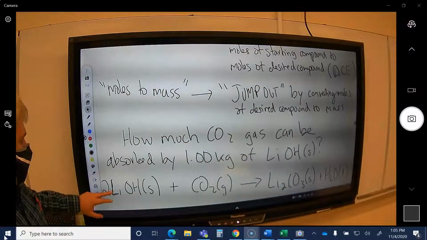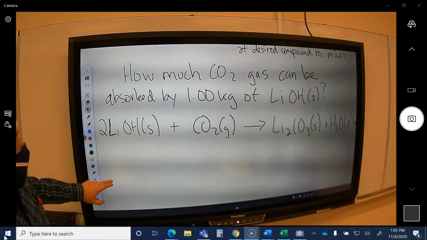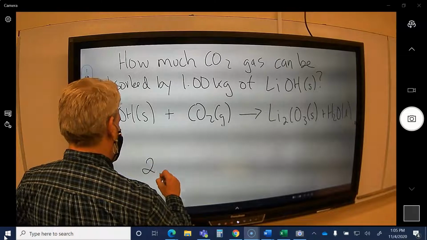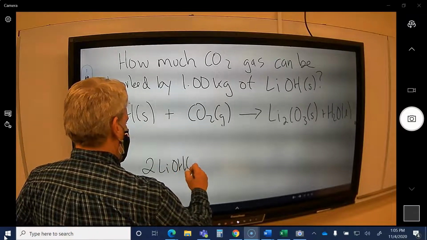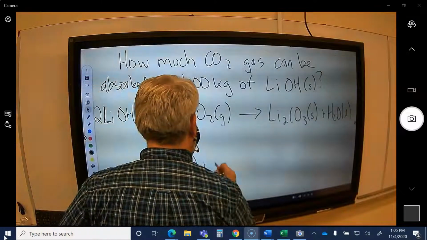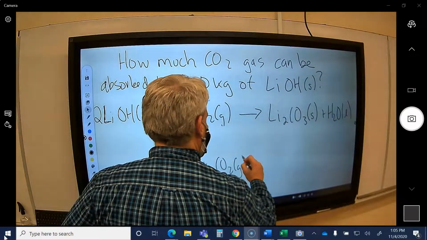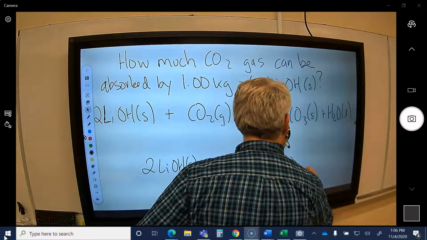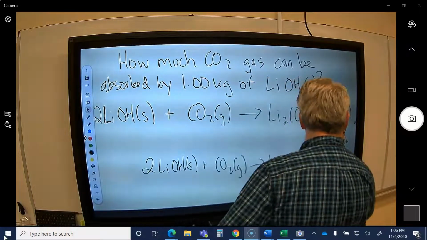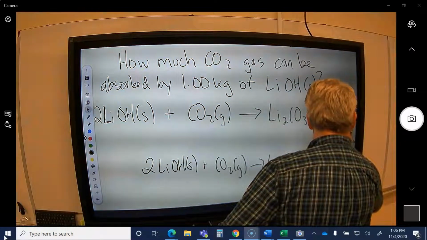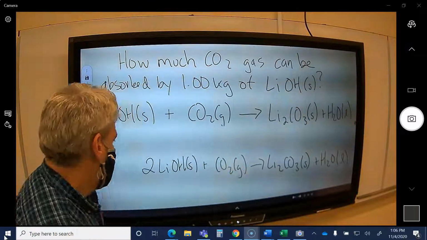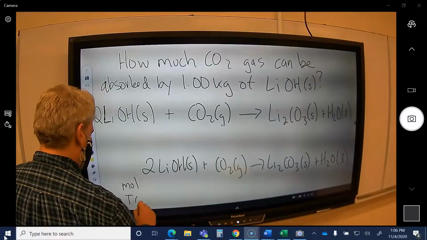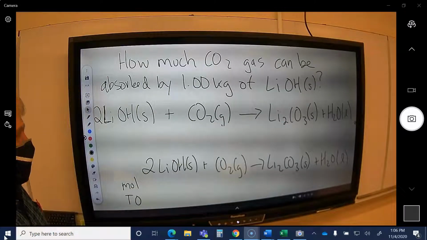Okay, so once we've got the balanced chemical equation, it's worth it to rewrite it, so we have a little bit more space here, for our turnover table. Okay, and so we're going to need moles and turnover.